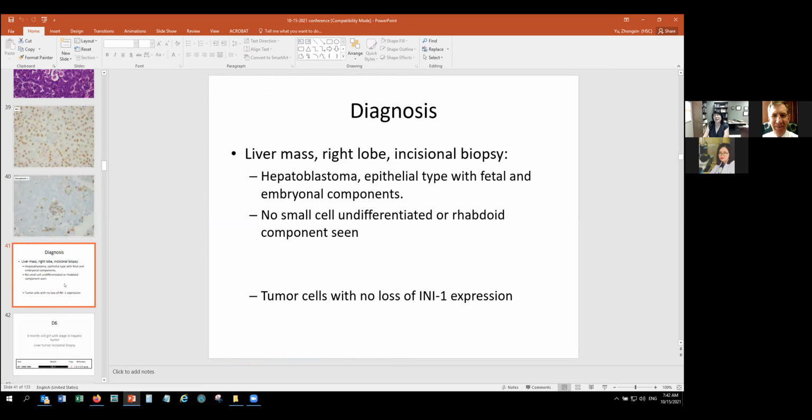So how I sent this case out was: liver mass, right lobe, incisional biopsy, hepatoblastoma, epithelial type with fetal and embryonal component, no small cell undifferentiated or rhabdoid component. Because initially I looked at that case as INI1 having lost expression, it always makes me remember this case. So when I do the tumor board, I will share the experience with everyone, so that for D5, you can look at your digital slide yourself.